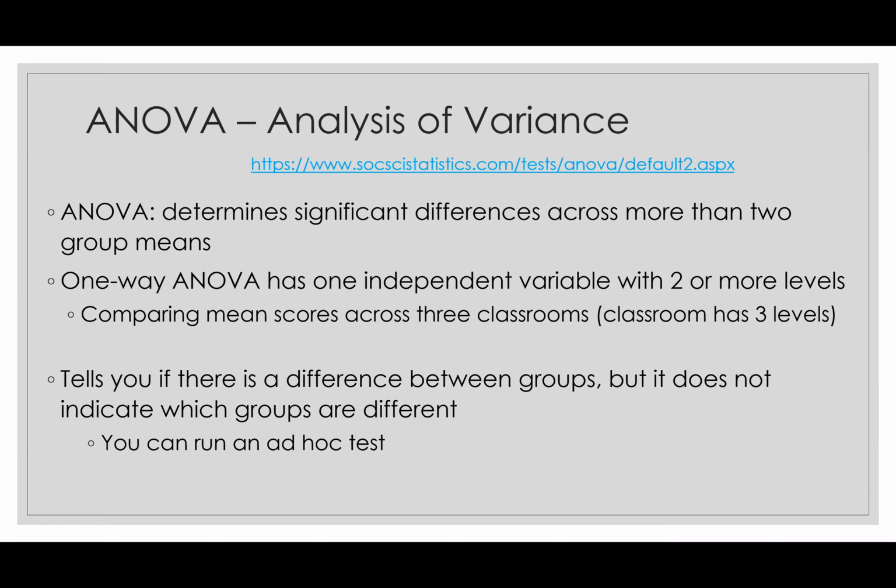So if I want to compare across 3 classrooms, each classroom is considered a level. And so that is when we can use an analysis of variance. The output will tell you if there is a difference between the groups, but it doesn't indicate which groups are actually different from each other. So again, thinking about 3 different classrooms, it will say there is a significant difference, but by that output alone, you don't know if it's the difference between classroom 1 and 2, or between classroom 1 and 3. So that's why you would run a post hoc test.